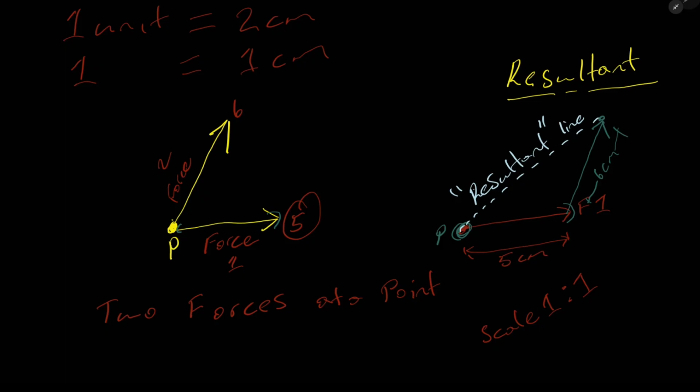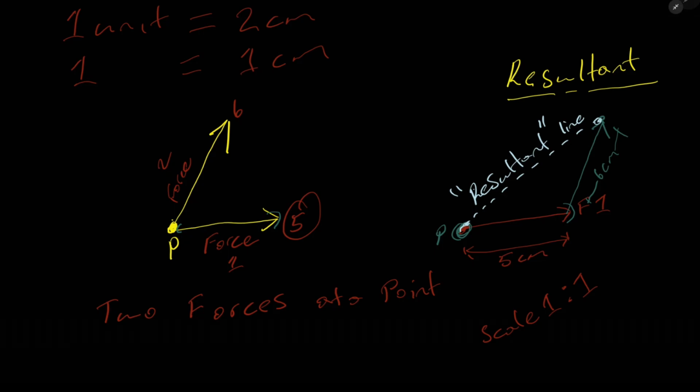So for example, we can now use this line to determine what the force is right here that will be canceling out everything. All we need to do is measure the distance from here to here using our ruler or whatever device we have. And this is why we do it to scale. So say for example we got 10, or 11.